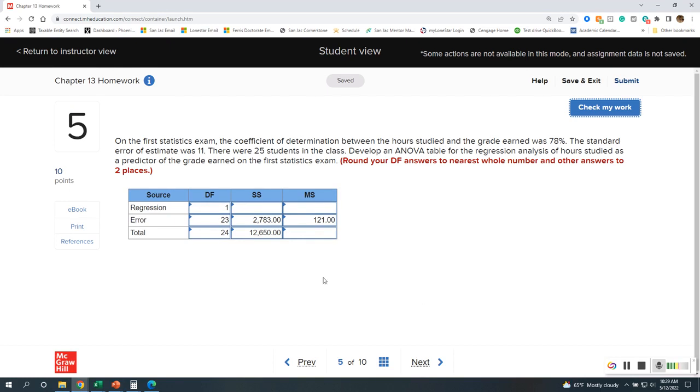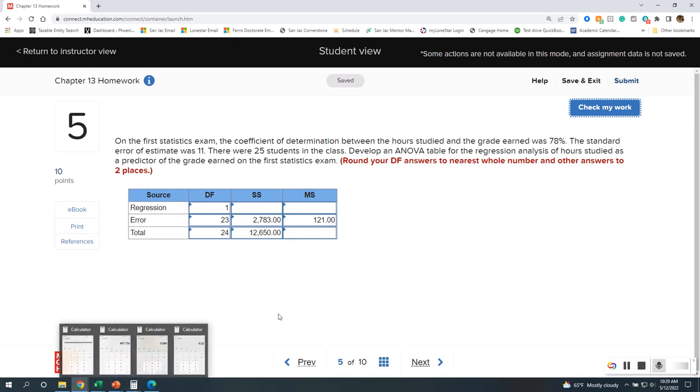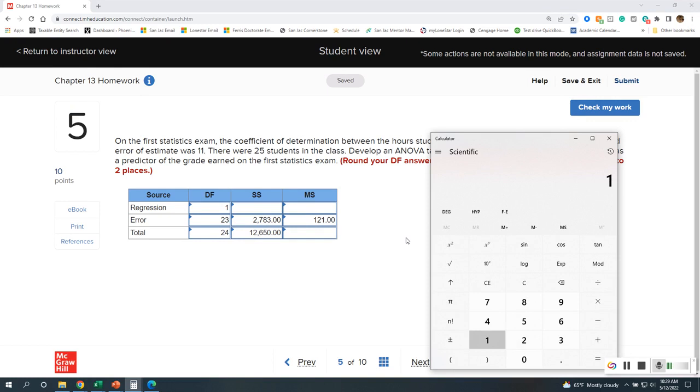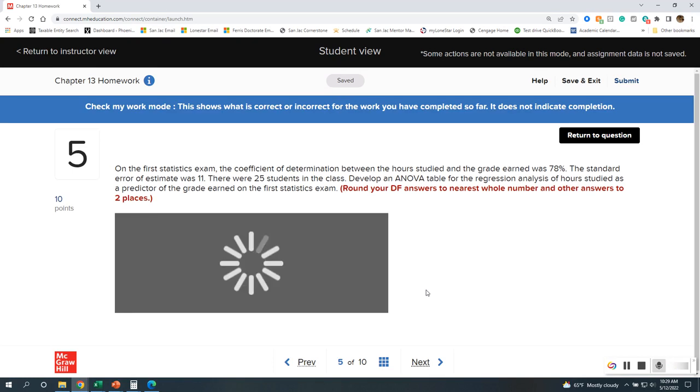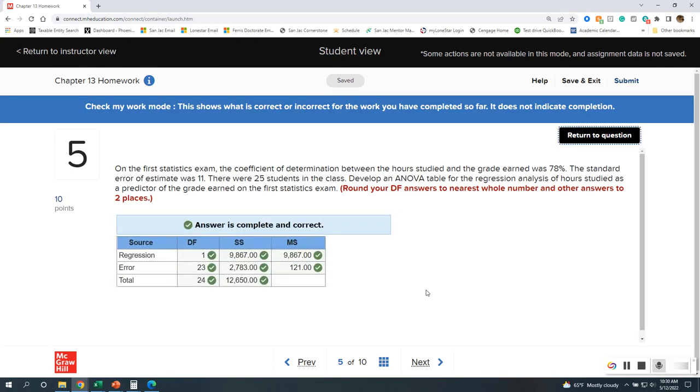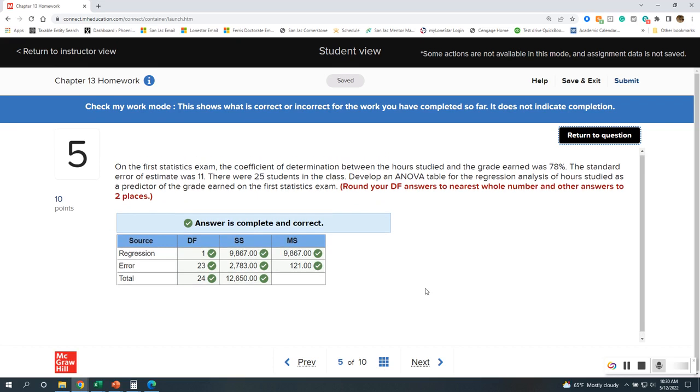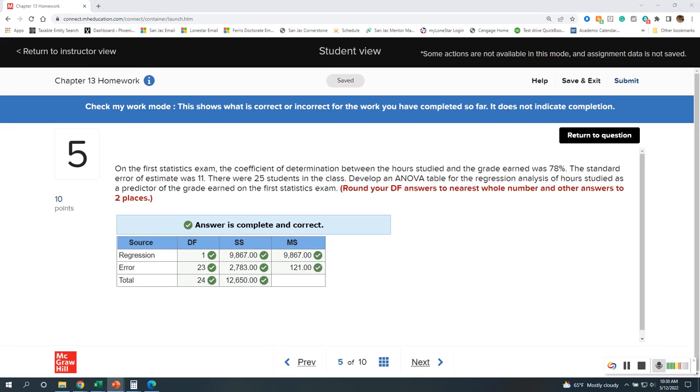We do have to figure out as we go. So, this makes it a little bit easier now. 12,650 minus 2783 is 9,867. And since for us, degrees of freedom is 1, it should actually be the same number. And there we go. Woo! That actually gave us a little run for our money with algebra. So, again, if you want to see how I did the standard error, we basically had it here in Excel.